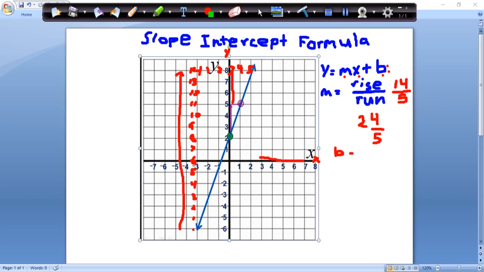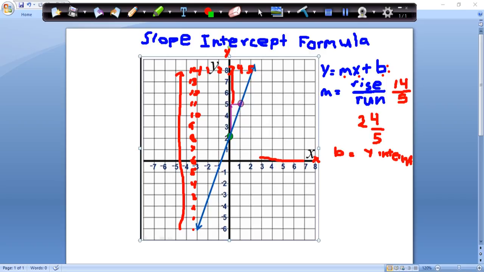Okay? b is your y-intercept. And I know I'm running out of room here, but you heard, so you know what I'm saying. I just wrote on the edge of the page. Okay, so b is your y-intercept.